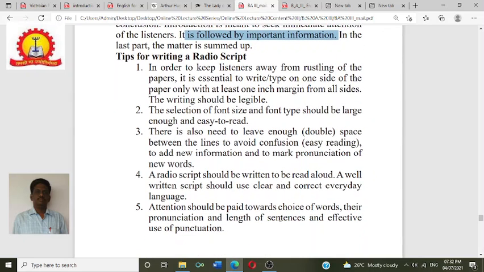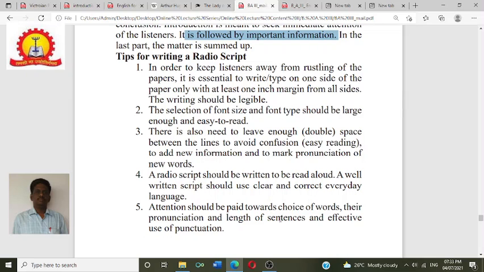Then see the tips for writing a radio script. So the first tip is, in order to keep listeners away from the rustling of papers, it is essential to type on one side of the paper only with at least 1 inch margin from all sides. The writing should be legible. So this is how we should prepare the script, and this script should be written on one side of the paper to avoid the rustling of the paper.